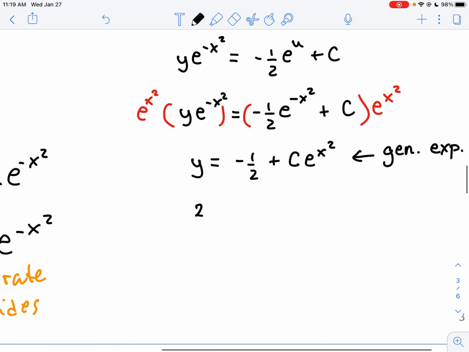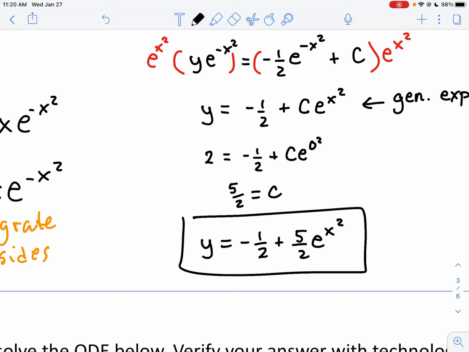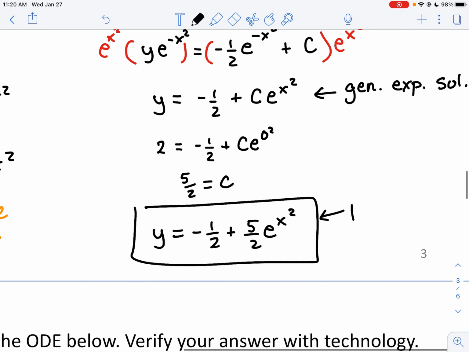So I'm going to change y to 2 at the same time that I change all the inputs, which is x, to 0. So 0 squared. E to the 0 is just 1. So we get 2 is equal to negative half plus c. So add a half to both sides. And we get 5/2 is equal to c. So our explicit solution, particular solution, y is equal to negative 1/2 plus 5/2 times e to the x squared. And this is what we'll call our answer. It's a particular explicit solution.